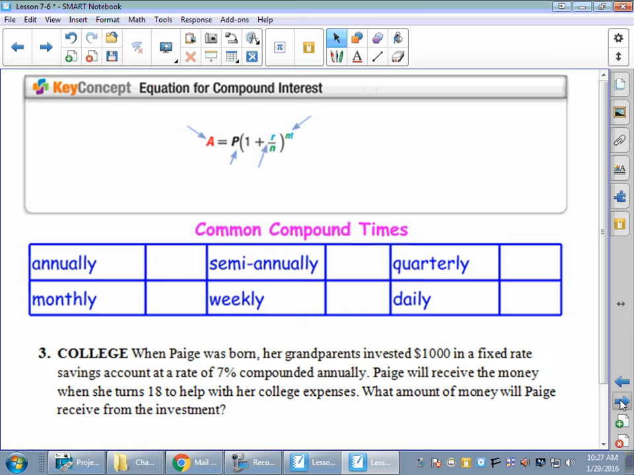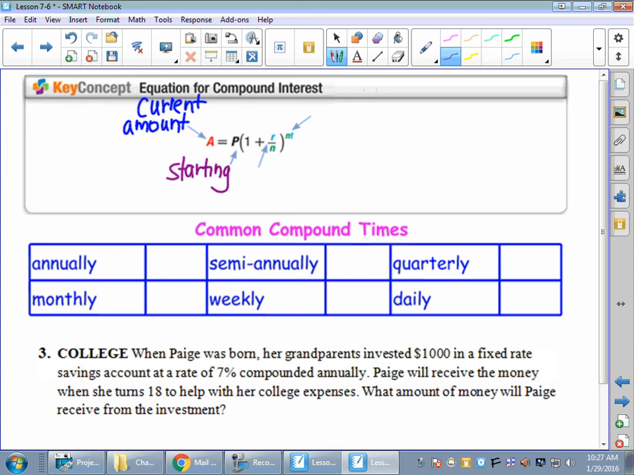So let's fill in our blanks. A is our current amount, how much we have now. P was our principal, or our starting amount. I'll put principal in parentheses. We've got R up here on the top. We know that R is the rate, and we turn that into a decimal.